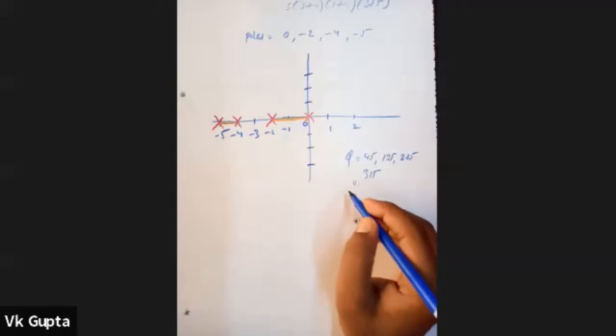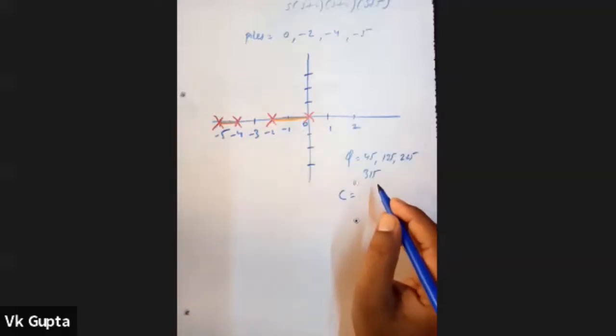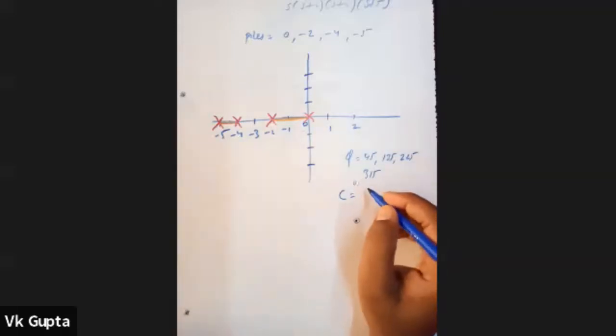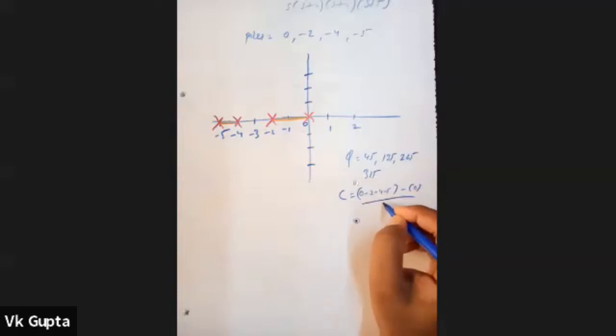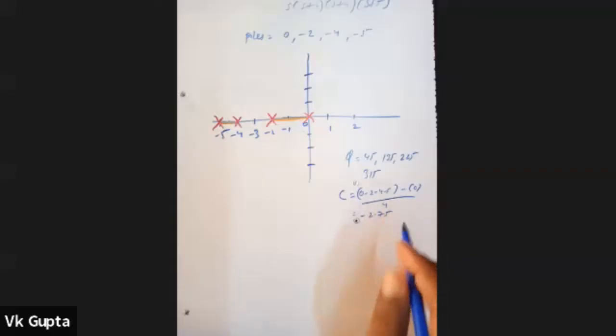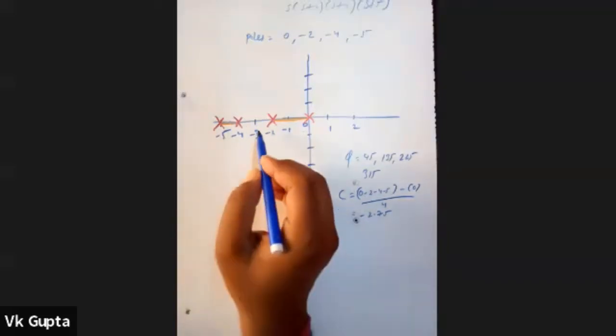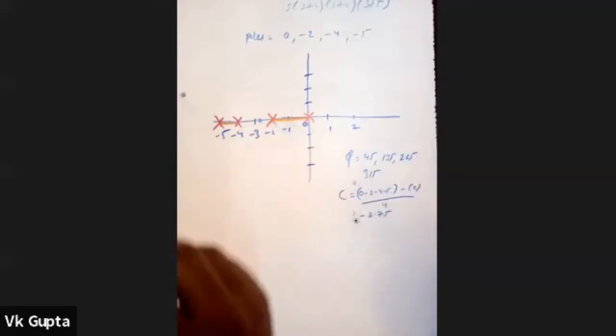Next is the centroid: the sum of real parts of poles minus the sum of real parts of zeros, divided by P minus Z. So 0, -2, -4, -5 divided by 4. How much are you getting? 2.75. That's correct. So minus 2.75 is my centroid. Let us mark minus 2.75.